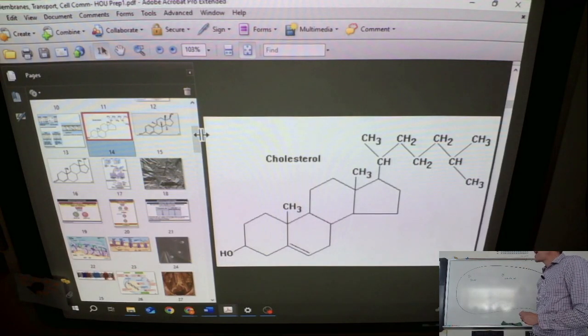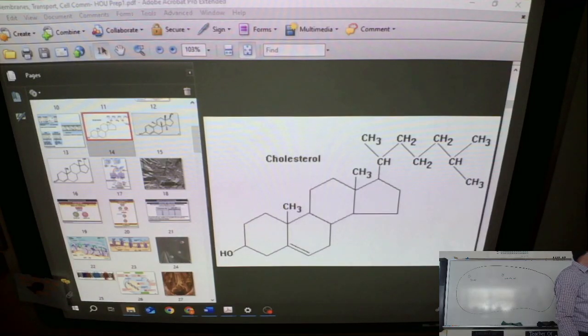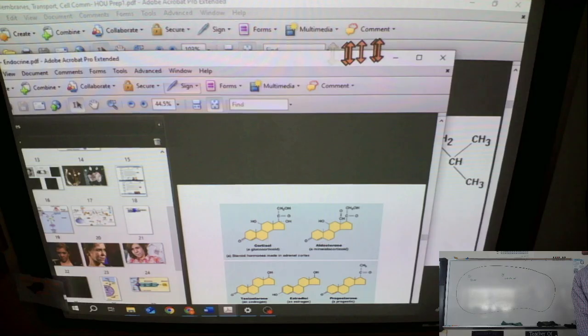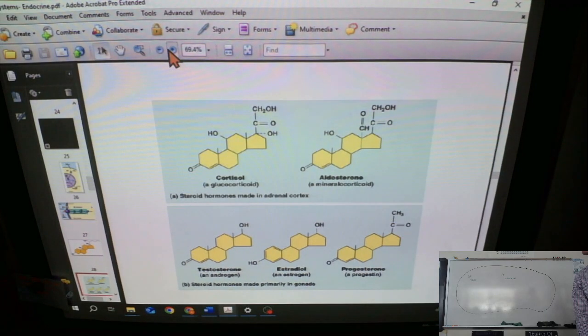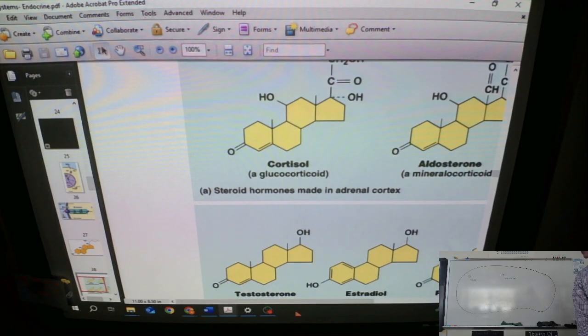Okay, so if I have the word cholesterol and I compare it to these words, it's possible I've shown you this before. I show it to you guys a few times throughout the year. So I'm grabbing an image really quick. When I look at the word cholesterol and then I look at the names of a whole bunch of hormones, I'll notice something. Not 100% of the time, but most of the time. So how can I tell that these are cholesterol-based?